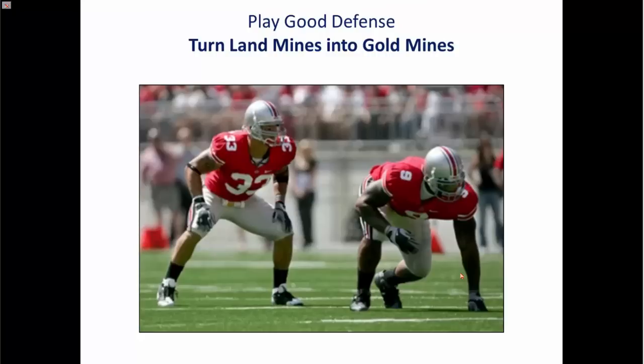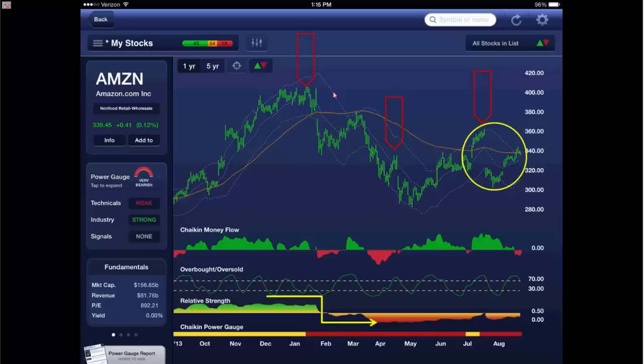You've got to get bearish Power Gauge stocks out of your portfolio. If you've got them in your 401k plan, if you're a swing trader, don't trade them on the upside. Don't bottom fish. It's not worth the pain and the sleepless nights. And then finally, playing good defense means turning landmines into gold mines. And by that I mean taking stocks with bearish Power Gauge ratings and looking for opportunities to buy put options.